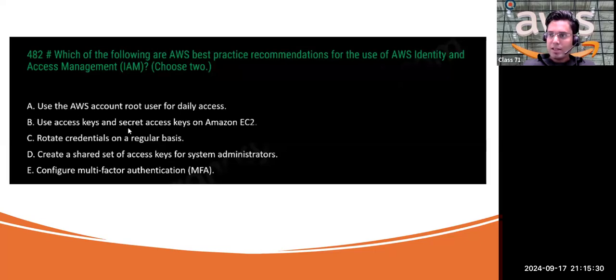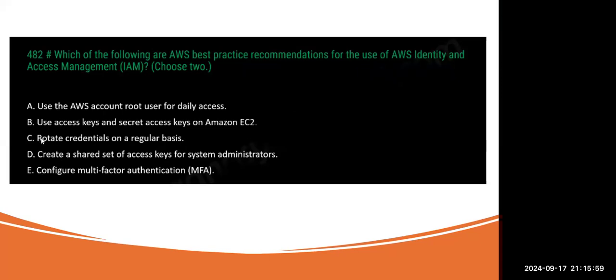Now B, use access keys and secret keys on Amazon EC2. That's fine, because we can use keys like SSH keys and secret keys on EC2? No, I think that's not right. Let's see. Because you need to rotate credentials on a regular basis. MFA is number one, and rotate credentials on a regular basis. I think this one is the right one, C and B, because MFA is one.